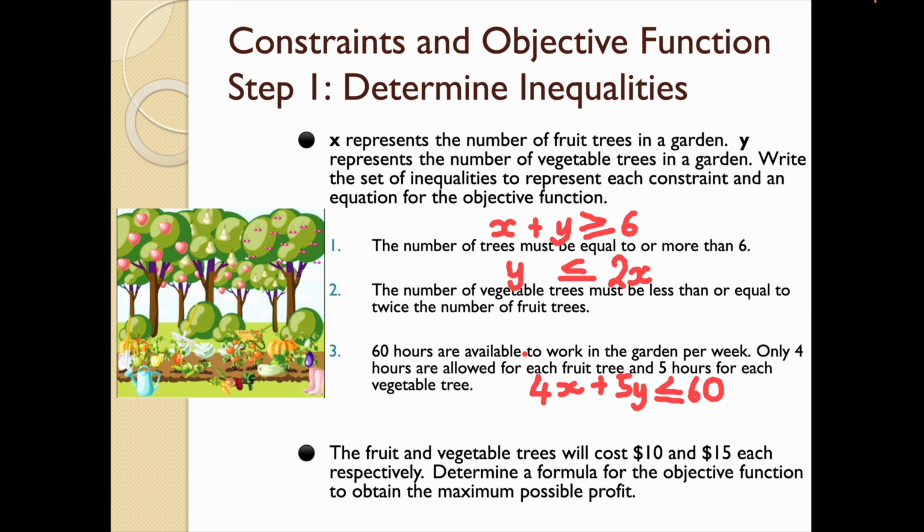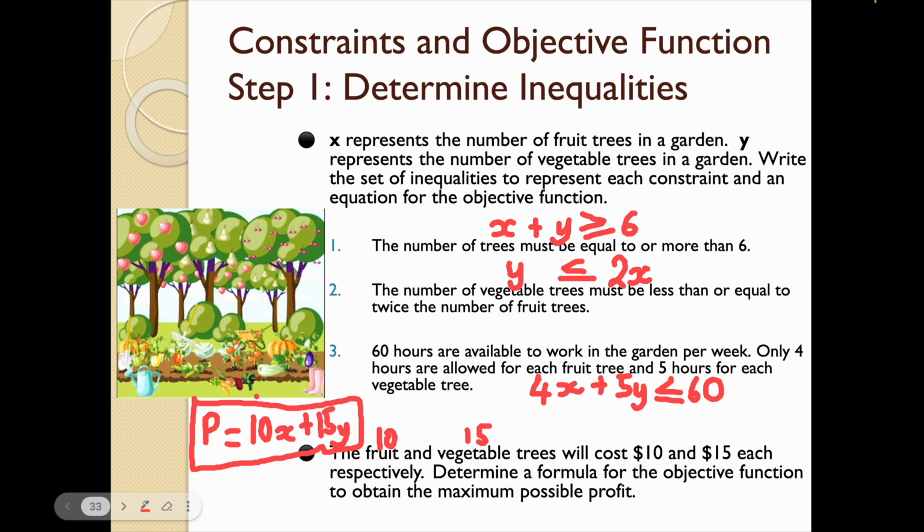So these are the 3 constraints that we have, and obviously we know x must be more than or equal to 0 and y must be more than or equal to 0. Now the last part is the objective function. It's asking for the maximum profit. So profit is equal to fruit trees and veg trees cost $10 and $15 respectively. So the fruit is 10 and the vegetable is 15. So therefore I know it has to be 10x, because x is the fruit trees, plus 15y. So that here represents the profit. Okay, so this is what we have so far. Does that make sense?